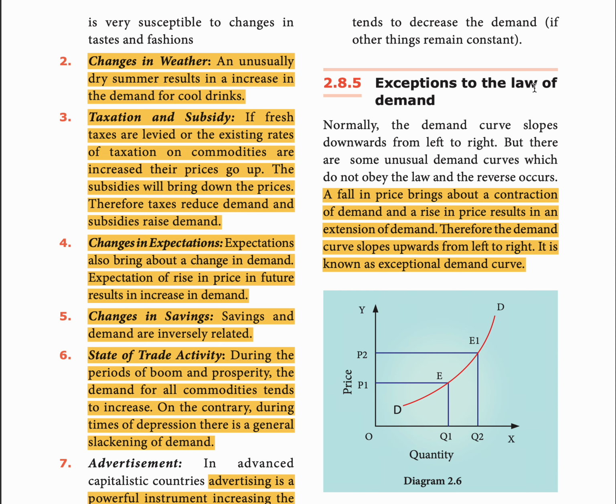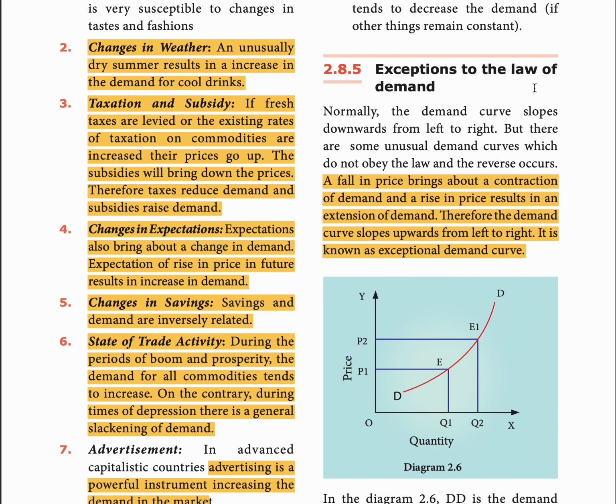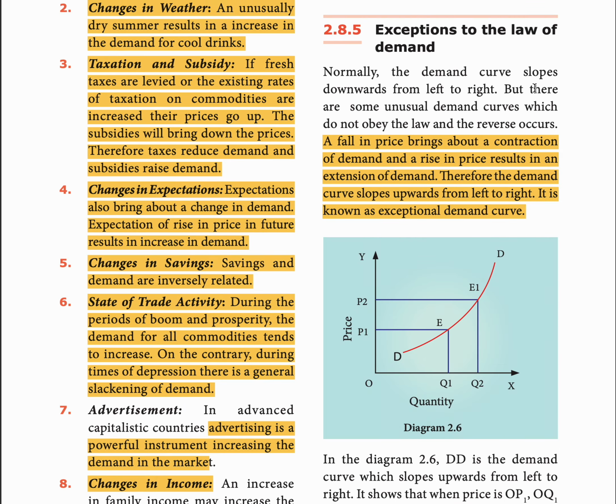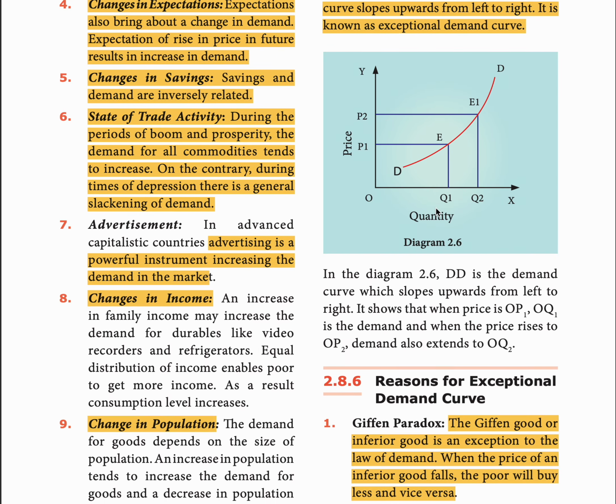Now, exceptions to the law of demand. What are the exceptions to the law of demand? A fall in price brings about a contraction of demand, and a rise in price results in extension of demand. When the demand curve slopes upward from left to right, it is known as an exceptional demand curve. So, friends, what is the original law of demand? The law of demand means demand is inversely proportional to price, and the exception to the law of demand says that demand is directly proportional to price. This means as the price increases, demand also increases. So this is the exceptional demand curve, if you can see.